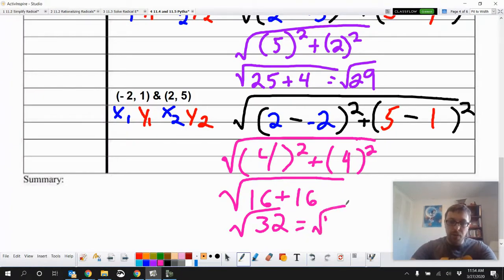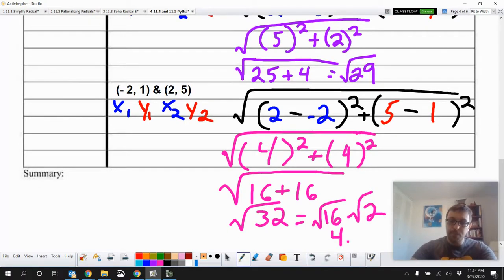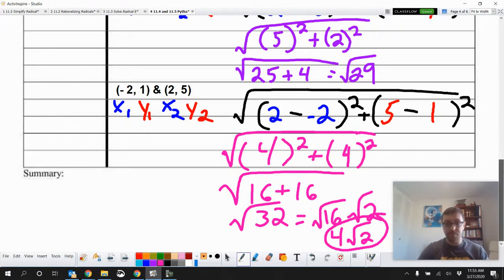So I got square root of 16 and square root of 2. The square root of 16 is 4, and the square root of 2 is nothing good, so I'm just going to keep that. And notice that I didn't do any plus or minuses on this one because distances are always considered positive. You can't have a negative distance.